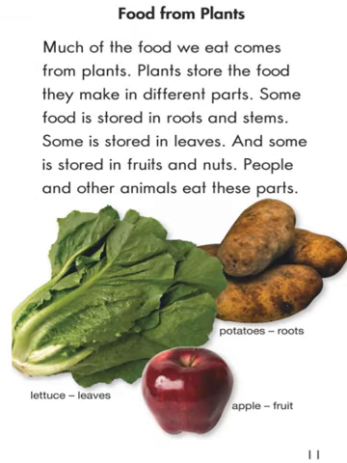Much of the food we eat comes from plants. Plants store the food they make in different parts. Some food is stored in roots and stems. Some is stored in leaves. And some is stored in fruits and nuts. People and other animals eat these parts.